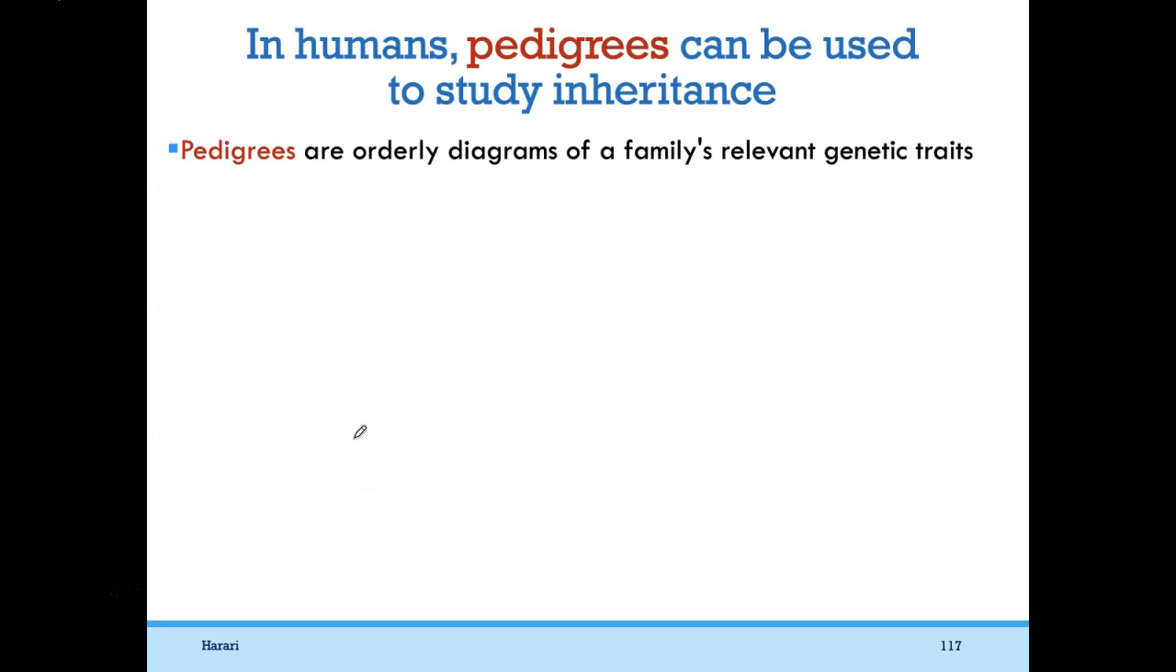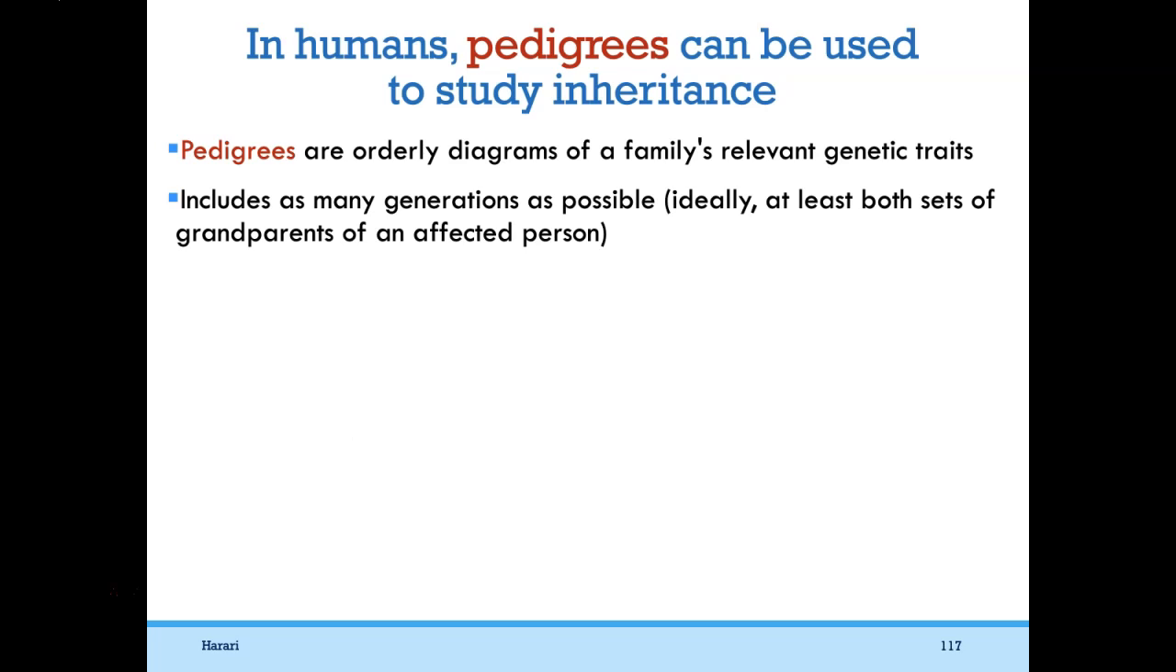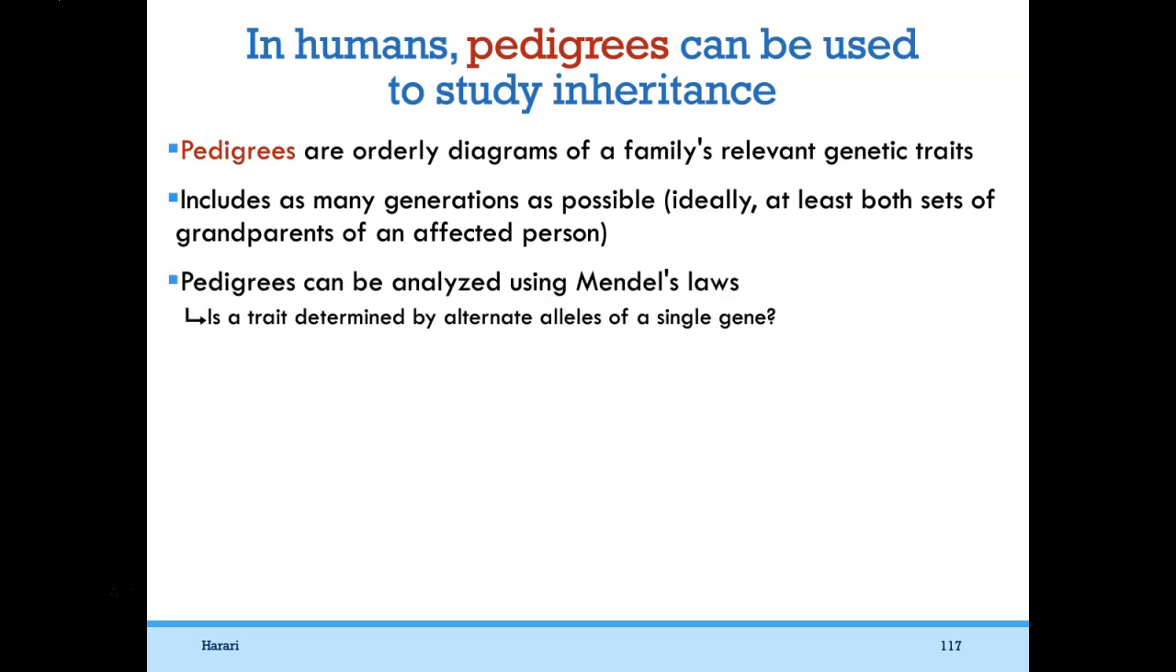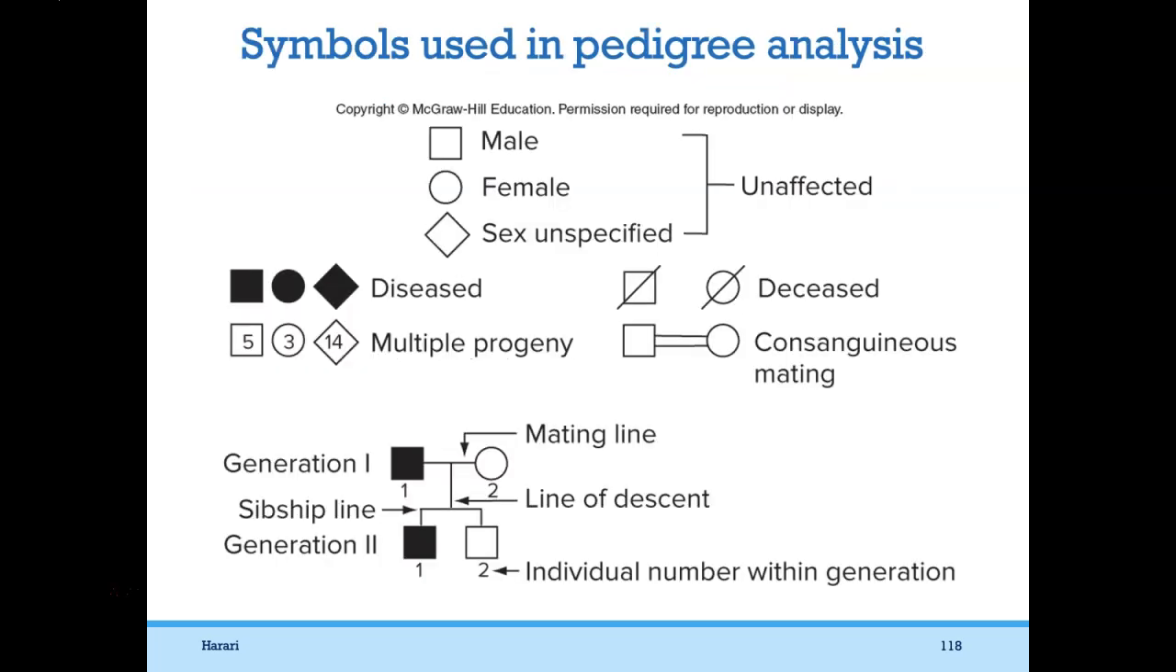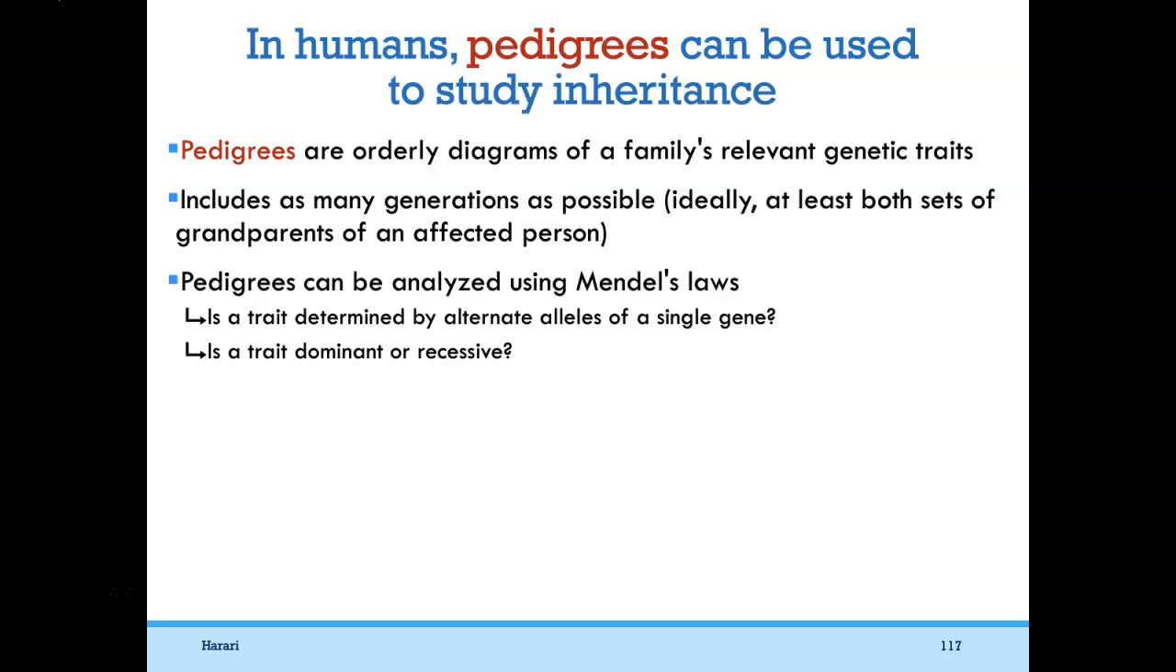So finally, we're going to talk about pedigrees. A pedigree can be used to study inheritance because it can help us diagram all of a family's relevant genetic traits. And we can see how those traits get passed on from generation to generation. In a pedigree, we like to include as many generations as possible, at least both sets of grandparents of an affected person. And we can use Mendel's laws to help analyze if a trait is being determined by a single gene, is it dominant or recessive, etc. So pedigrees are very, very useful to studying inheritance.